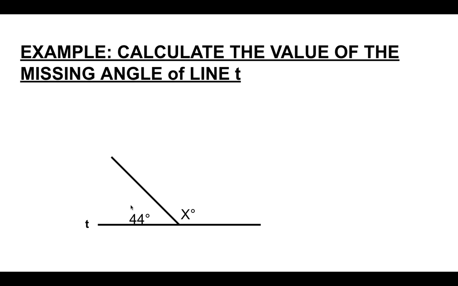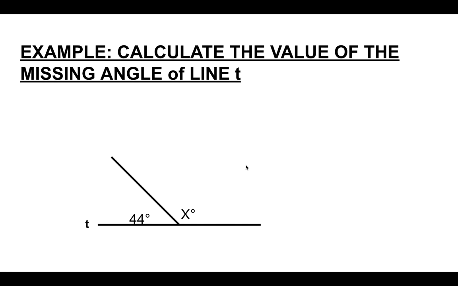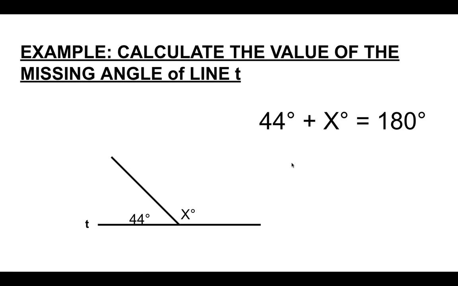Given that we know that this piece is 44 degrees, how many degrees is this angle X? You should have gotten the equation 44 plus X is equal to 180, because remember, this is a line. By definition, lines are 180 degrees, so these two angles will be supplementary. I'm going to subtract 44 from both sides, and X is equal to 136 degrees.